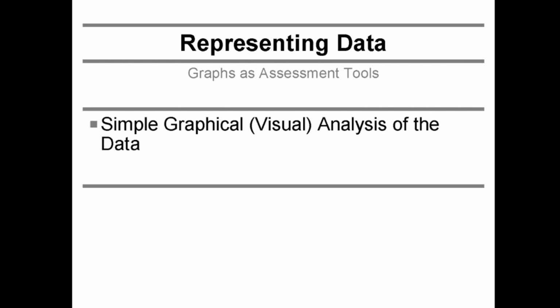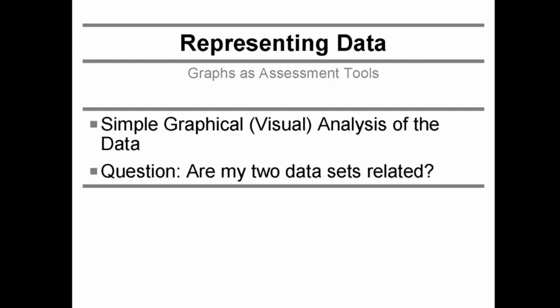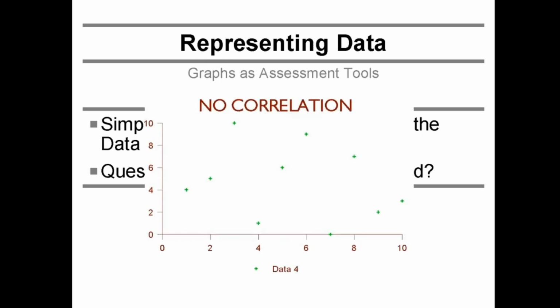Let's do a simple graphical visual analysis of my data set, right? Question: are my two data sets related? And in order to do this, I really need to plot an XY graph, or scatter plot, as they would say. We have two numerical data sets. So in this case, what you can see is my dots go all over the place. There seems to be no rhyme or reason with these green dots plot. And therefore, I can say there's really not much of a correlation going on. So it looks like these dots are not necessarily related.